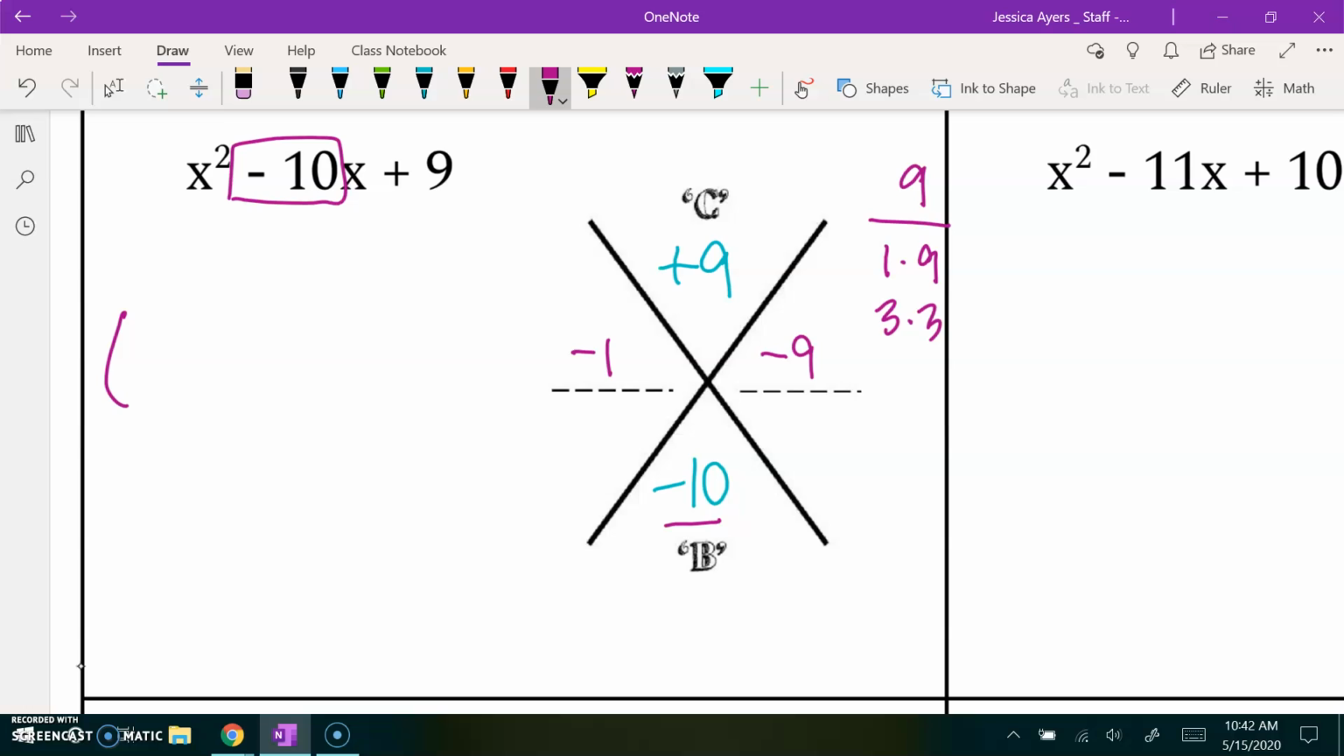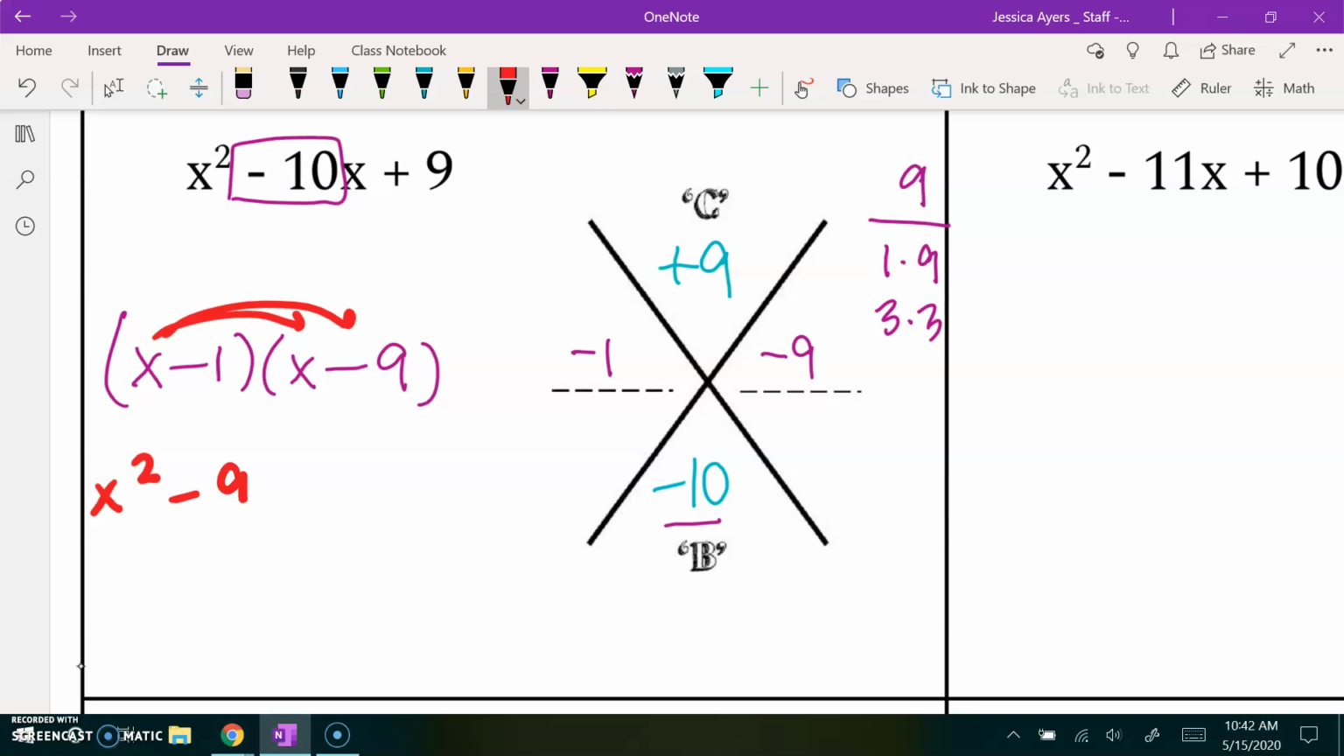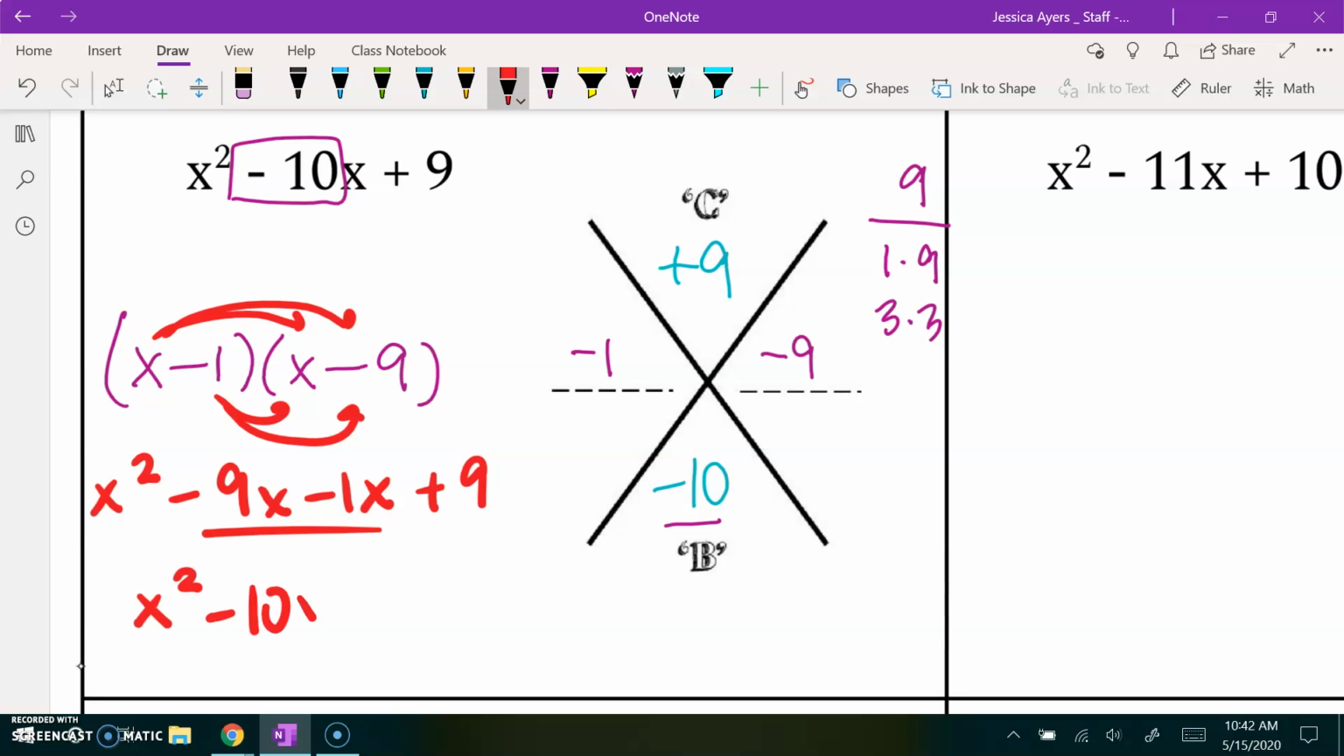So when I go into my parentheses, I'm going to have x minus 1 and x minus 9. Checking it back, I see that x times x is x squared. X times negative 9 is negative 9x. Negative 1 times x is negative 1x. And negative 1 times negative 9 is positive 9. Combining these, I get x squared minus 10x plus 9, which is what I started with, so I know that this is my final answer.